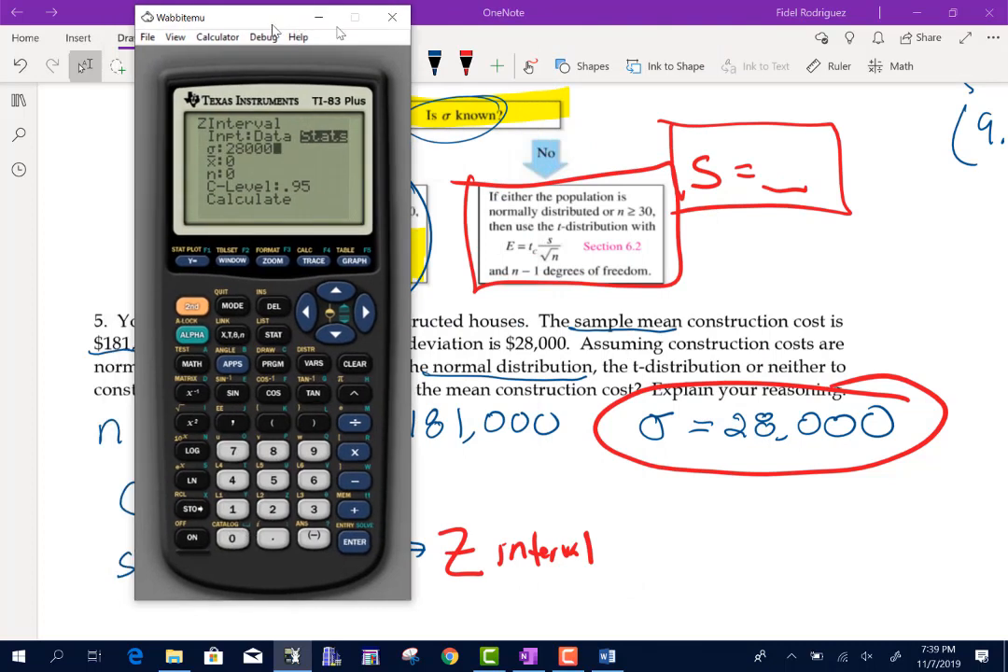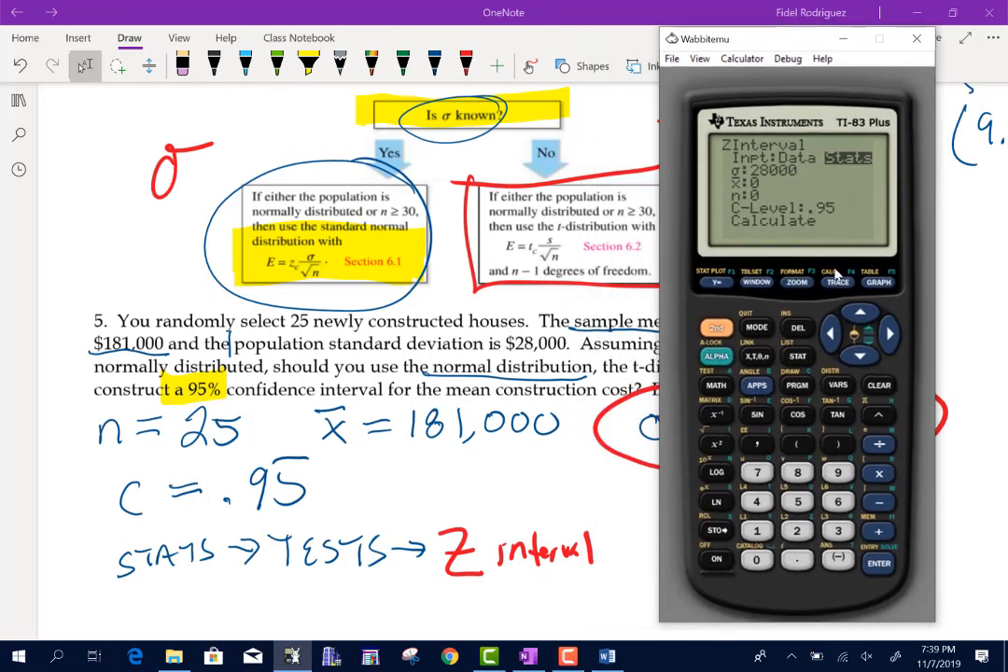Okay, move my calculator back this way. Let's see, our X bar. Did we know our X bar? 181,000. Okay, 1, 2, 3. Our N level, did we know our N level? 25, because we're looking at 25 houses. And what was our confidence level? 0.95. Okay, it's already there for me, so you don't got to do much. I don't know if yours already had a 0.95. Anyway, now I'm going to go ahead and hit calculate. Okay, so it gave me that interval.